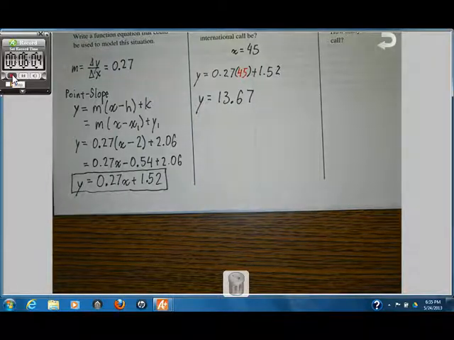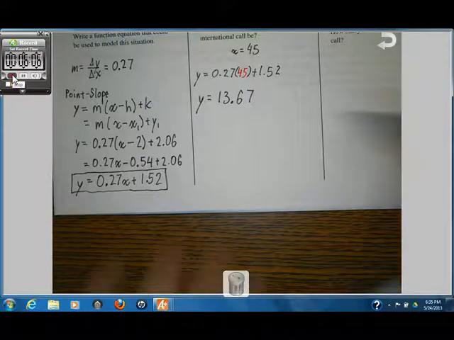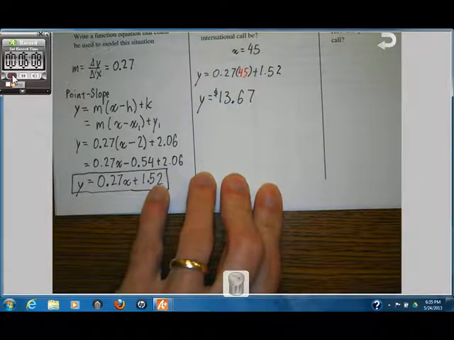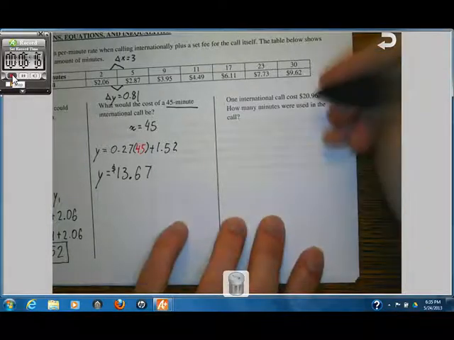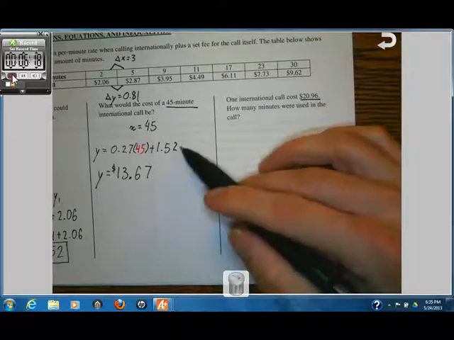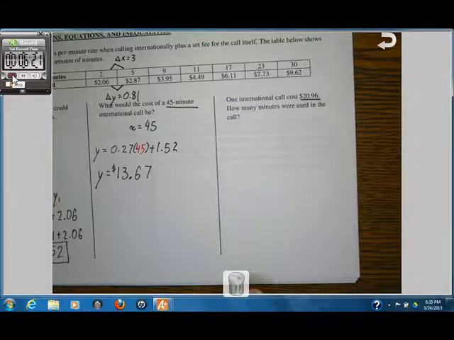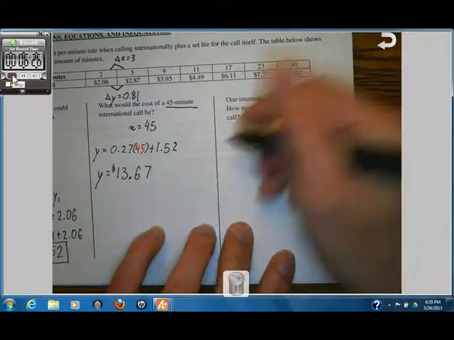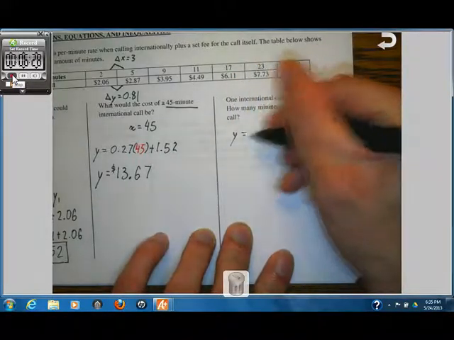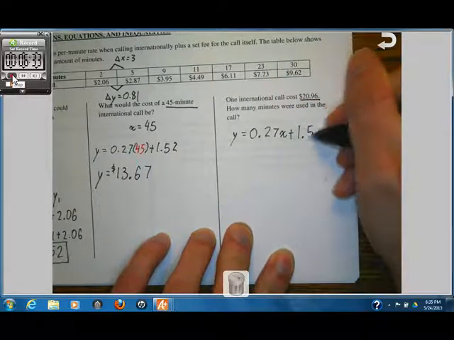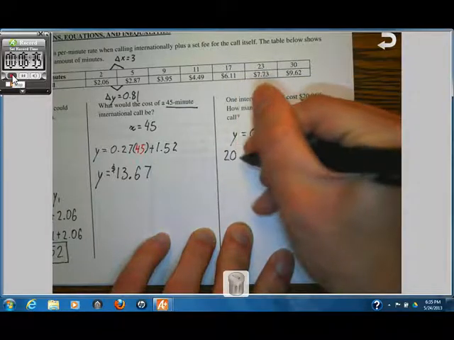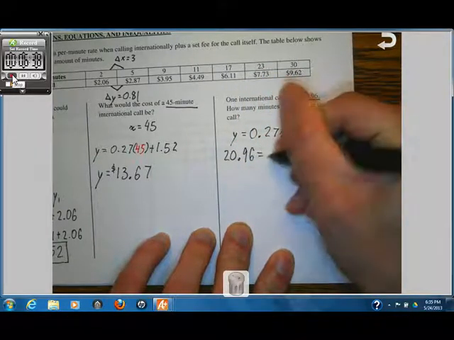Now, the second one might be a little bit less fun just because they gave you a dollar amount, but actually it's not that hard. So in this case, the first one they gave you the x, the second one they gave you, anybody want to guess? You guessed it, the y value. Okay, so now we take the same equation, we say, okay, y is equal to 0.27x plus 1.52, and we say, okay, 20.96 is equal to 0.27x plus 1.52.